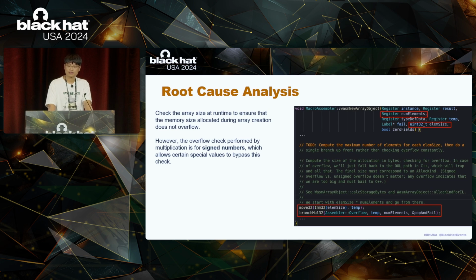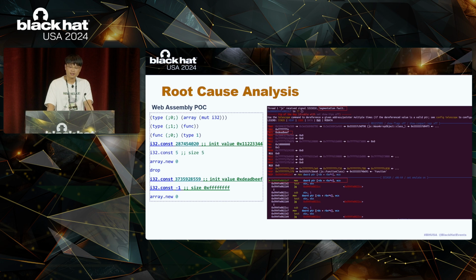In the SpiderMonkey engine used in the Firefox browser, when creating an array, its size needs to be specified. This size is checked at runtime to ensure that the allocated memory size does not overflow. However, the overflow check performed by the multiplication uses sign checks, which allows certain special values to bypass this check. As you can see, the proof of concept is straightforward.